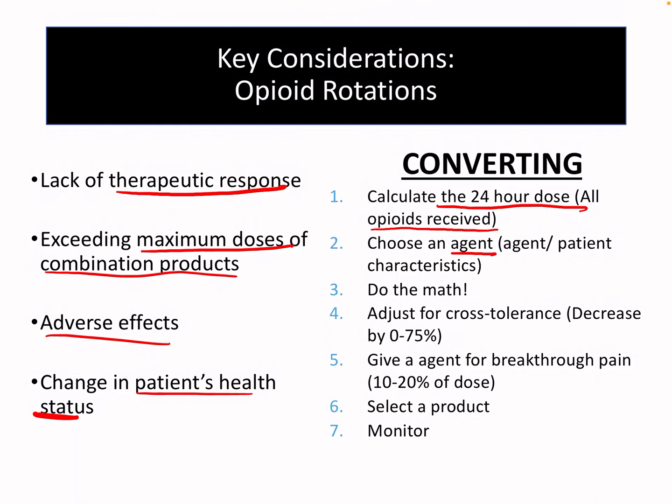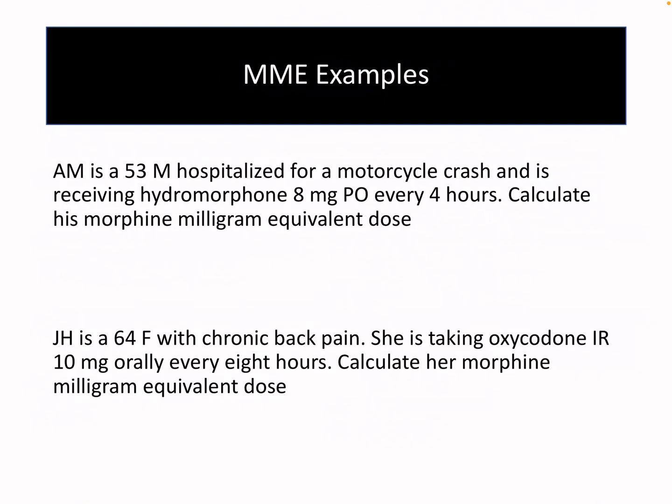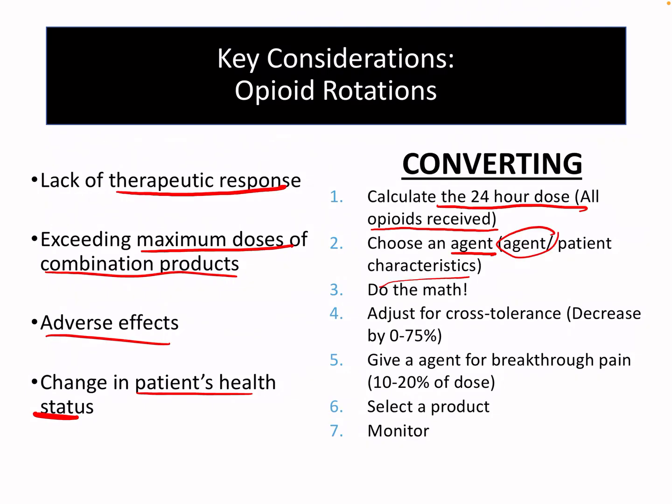So whenever we're converting, we always want to calculate the 24-hour dose, considering all doses received. Then choose an agent, and this can be based off the agent or patient characteristics. For most cases, we will tell you which agent you're going to. You want to do the math, which involves cross-multiplying, so we'll cross-multiply and solve for x. And then you want to adjust for cross-tolerance.